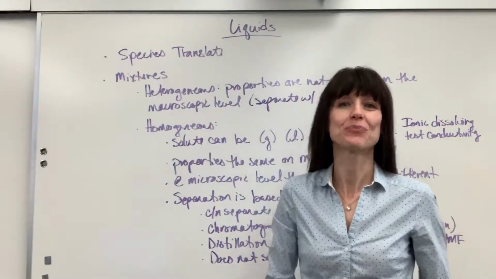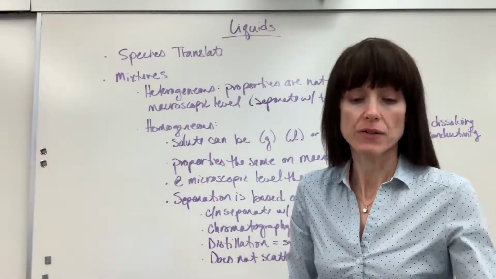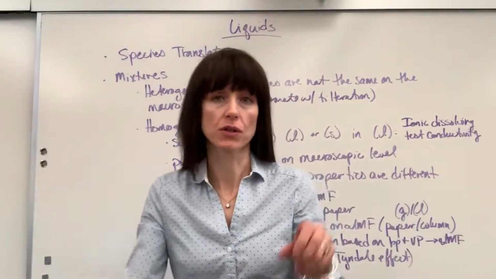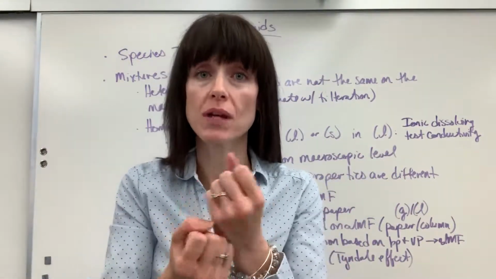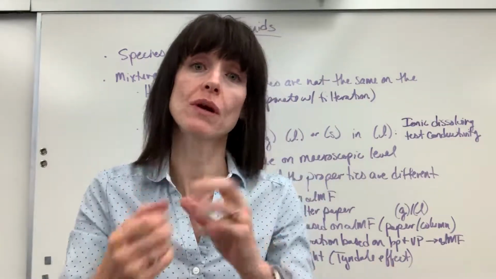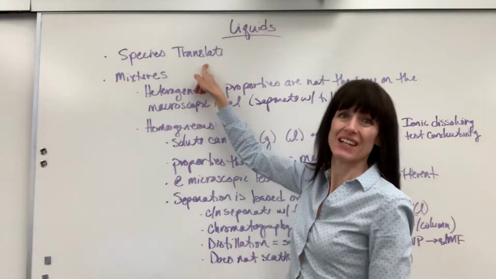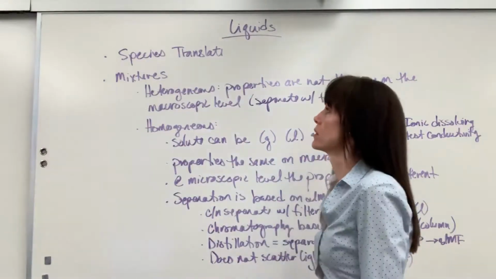Hi, I want to give you a brief overview on liquids. So liquids are molecules that are close together but not in a fixed position. They can move, and the word we use when those molecules can move around one another is translate: the species can translate. They can move around one another.